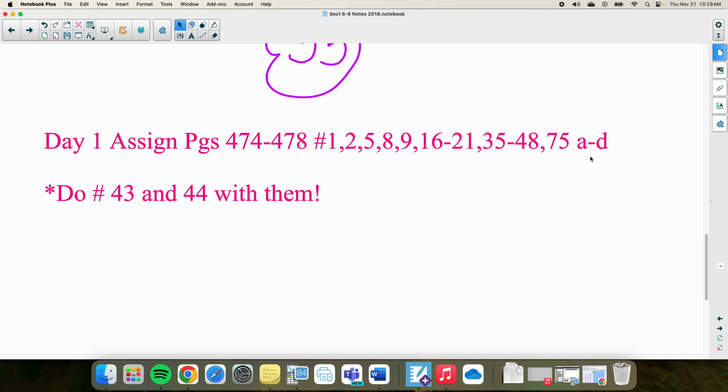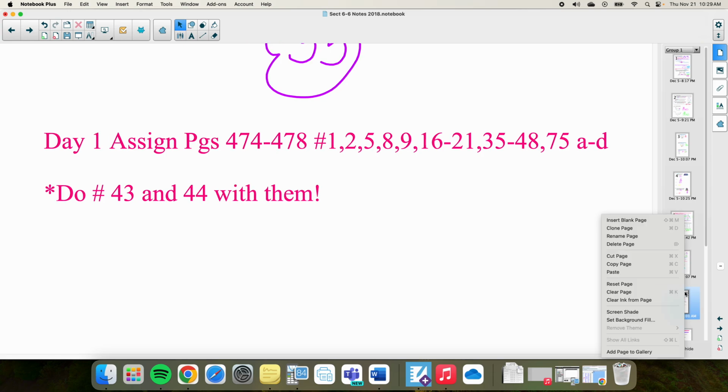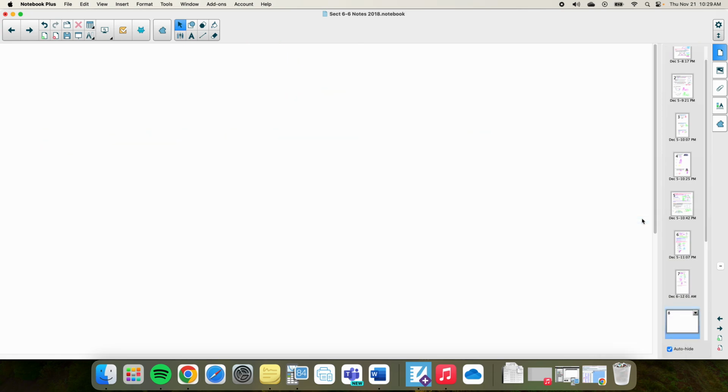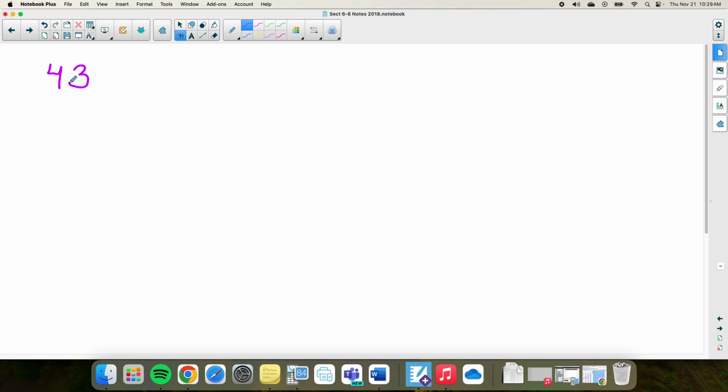Everybody good on that? Okay, so we're gonna do 2 problems together from your assignment, and you can do those on the top of the page if you want to. So let's do 43 first. You can start your assignment with that and just remember to erase it. Or I mean, don't do them, skip them when you get to them. So, number 43.